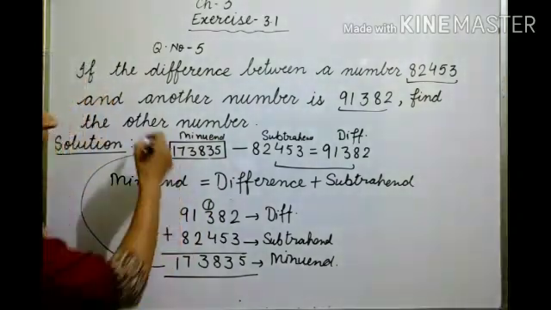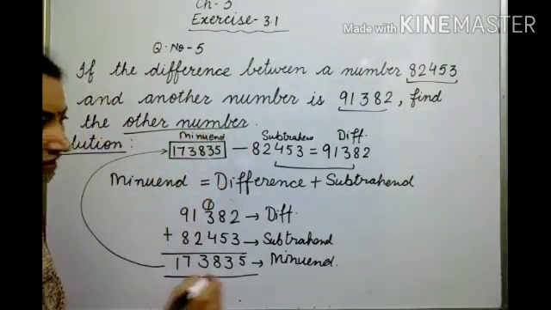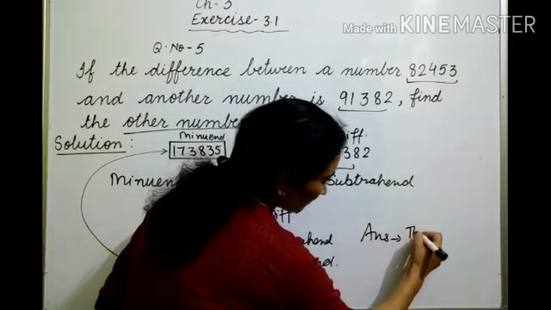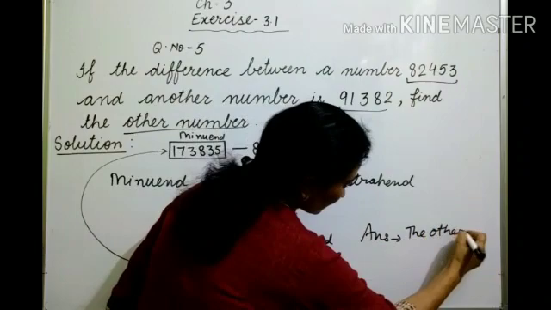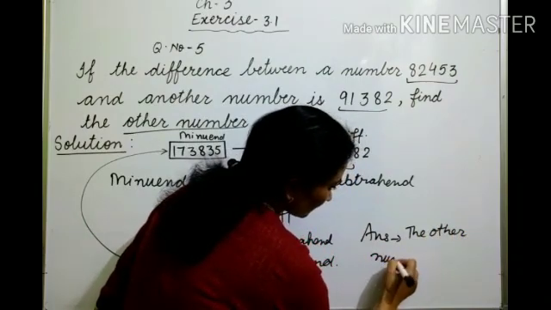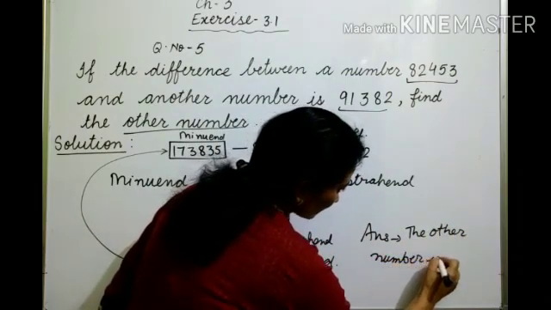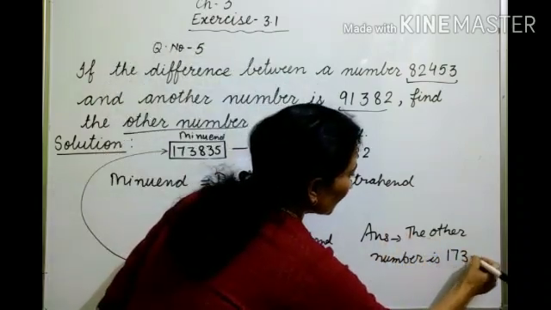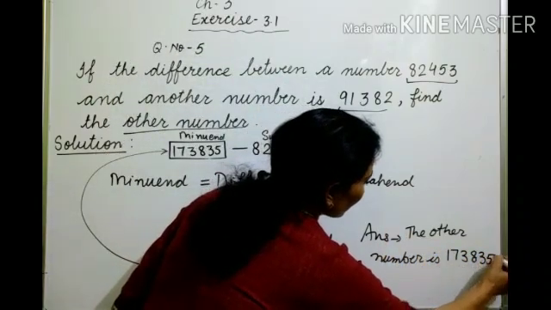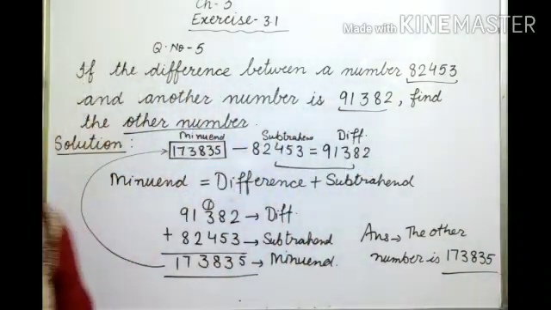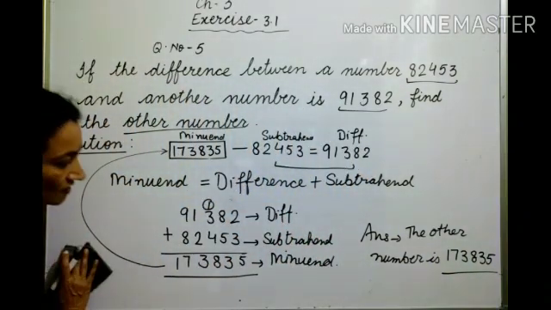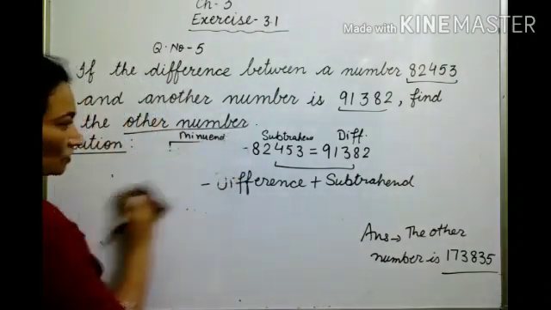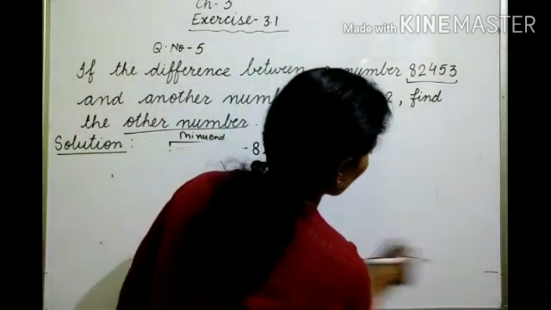So other number we have to find. We can write answer also. The other number is 1,73,835. That is our answer. Hope you understand this question. Let us take next question, question number 6.